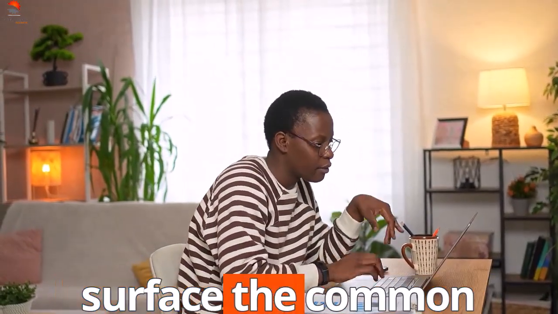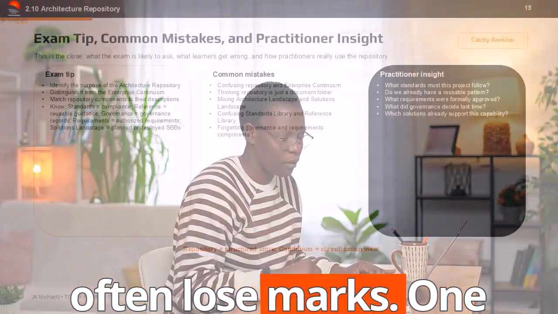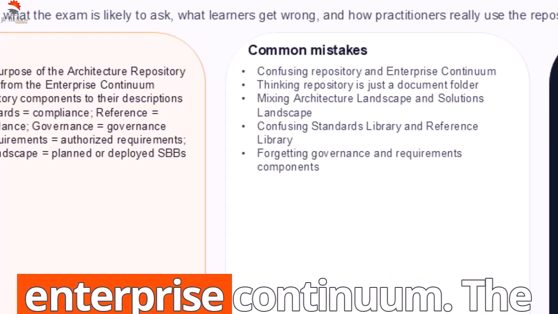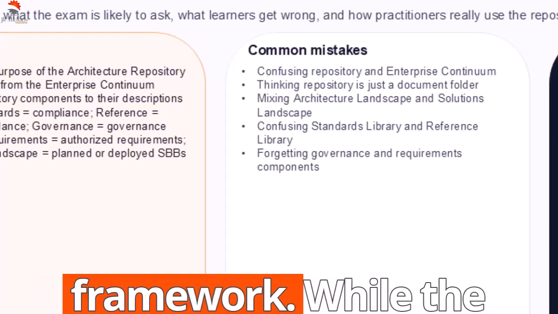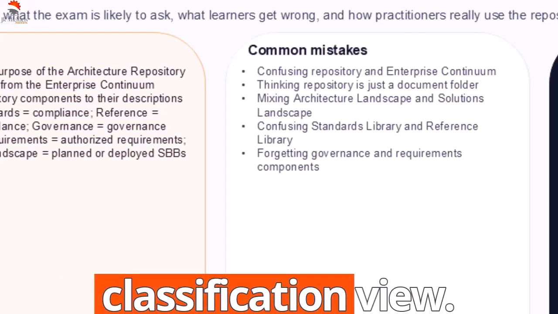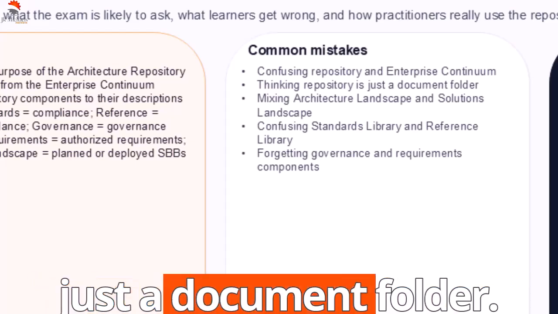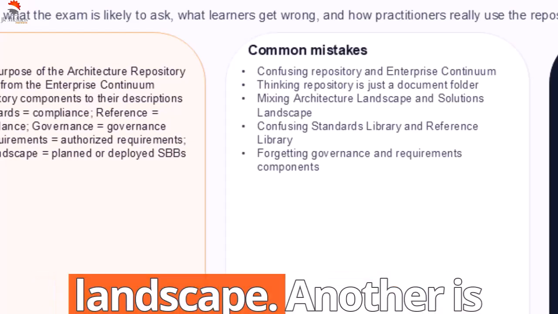And now let's surface the common mistakes because these are exactly where learners often lose marks. One common mistake is confusing the architecture repository with the enterprise continuum. The repository is a structured store and operating framework, while the continuum is a classification view. Another mistake is thinking the repository is just a document folder. Another is mixing up the architecture landscape and the solutions landscape.